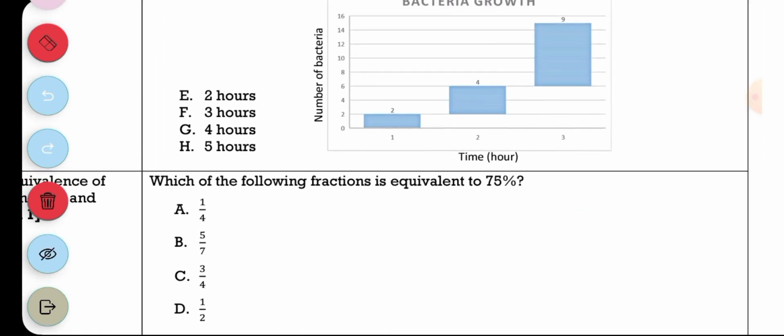Which of the following fractions is equivalent to 75%? 75% is 75 over 100. And when you break it down, you're going to end up with 3 over 4. So the answer is C.